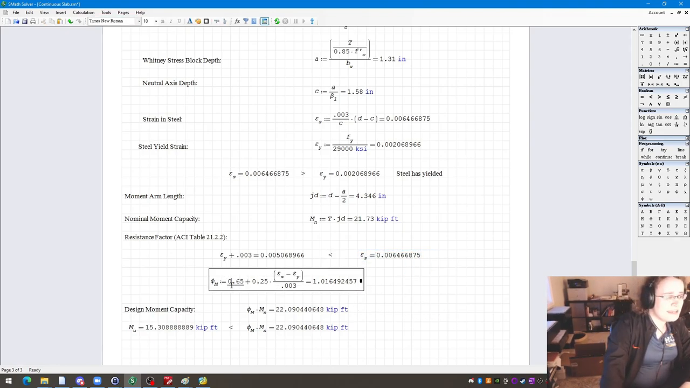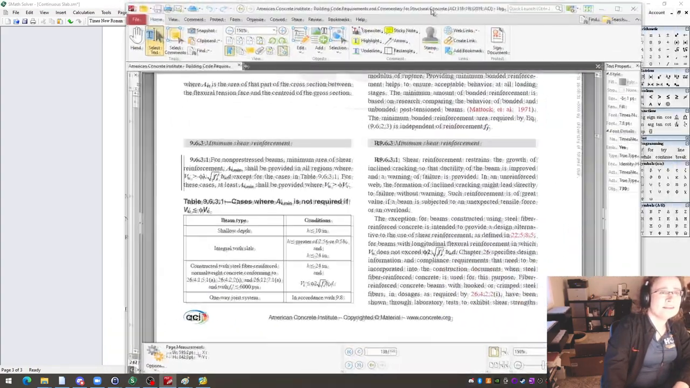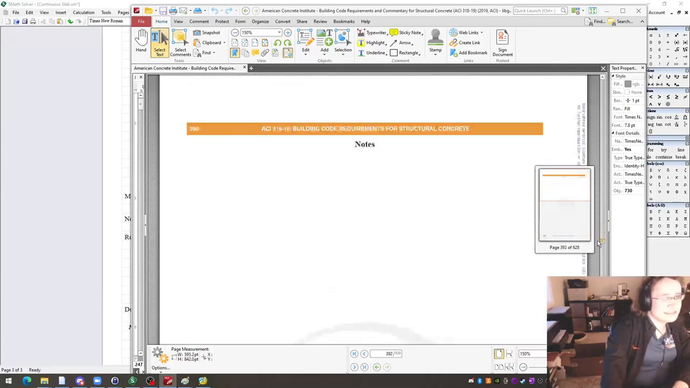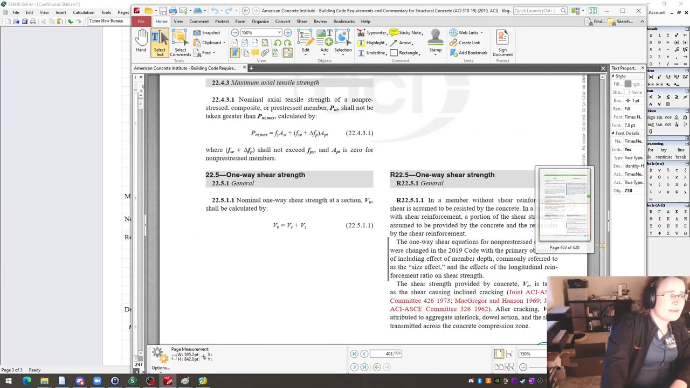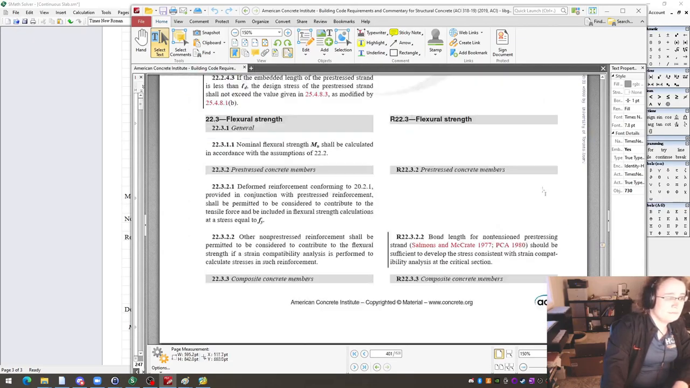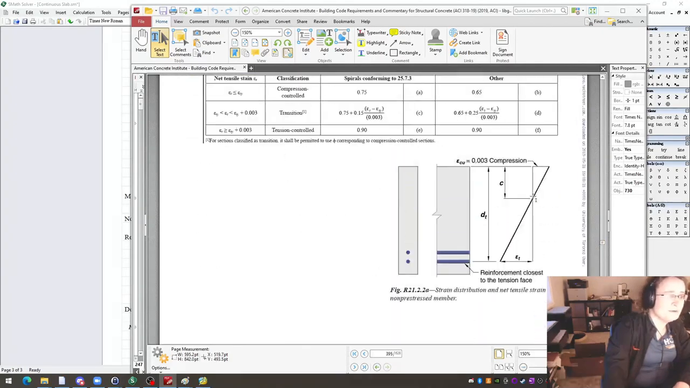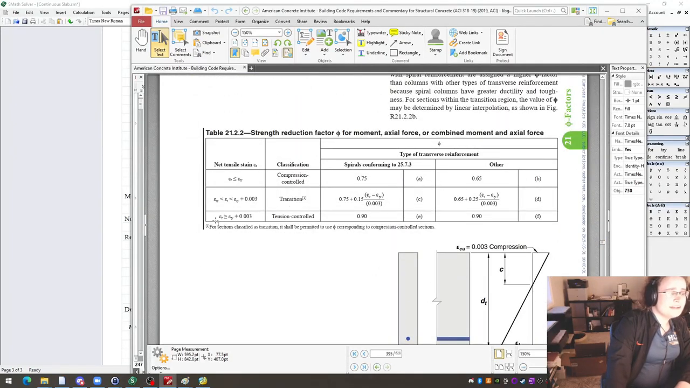So that means our phi factor, and again, you can find this in ACI table 21.2.2, let's just go back to that one more time to illustrate where this is coming from. These are phi factors, that is, resistance factors, so this is pretty important. Something we've seen before, but it's always good to review. Because the strain in our tension steel is greater than 0.003 plus the yield strain in our steel, that means we have a phi factor equal to 0.9.